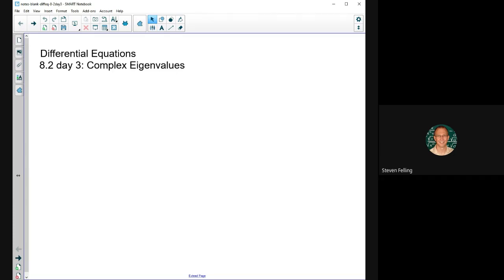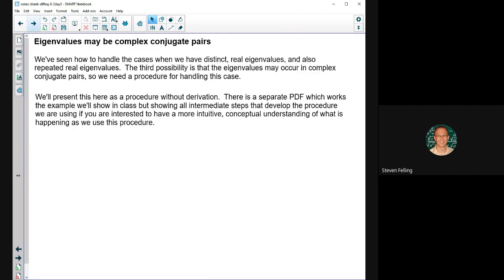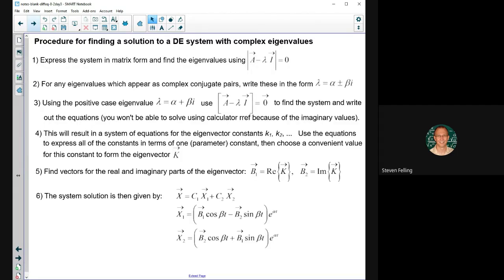Okay, so we've seen how to handle the cases where we have distinct real roots and also repeated eigenvalues. The third possibility is that the eigenvalues can occur in complex conjugate pairs, so we're going to need a procedure for that. The separate PDF has the understanding and everything here. For the derivation, I'm just going to show you the procedure. It's a little more involved, and we're going to have to do a lot more work by hand in this case, but it's still doable and based on what we've seen.